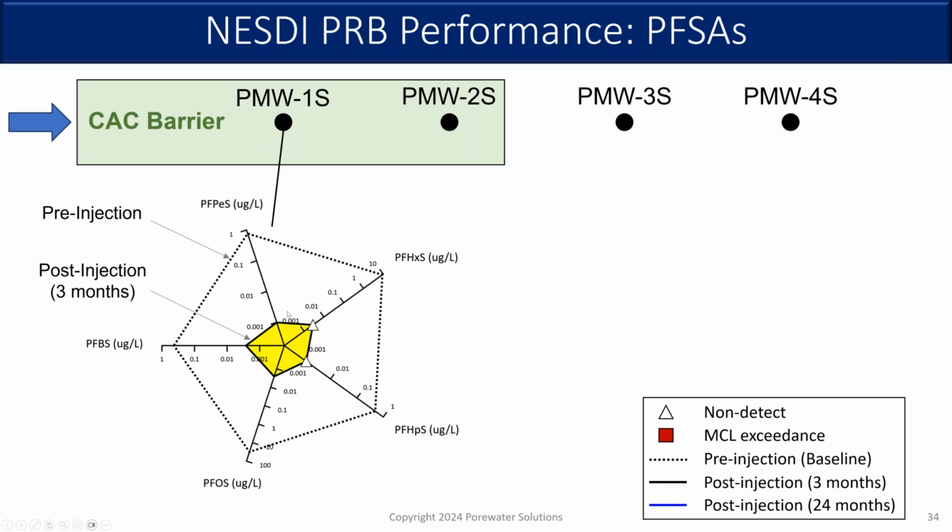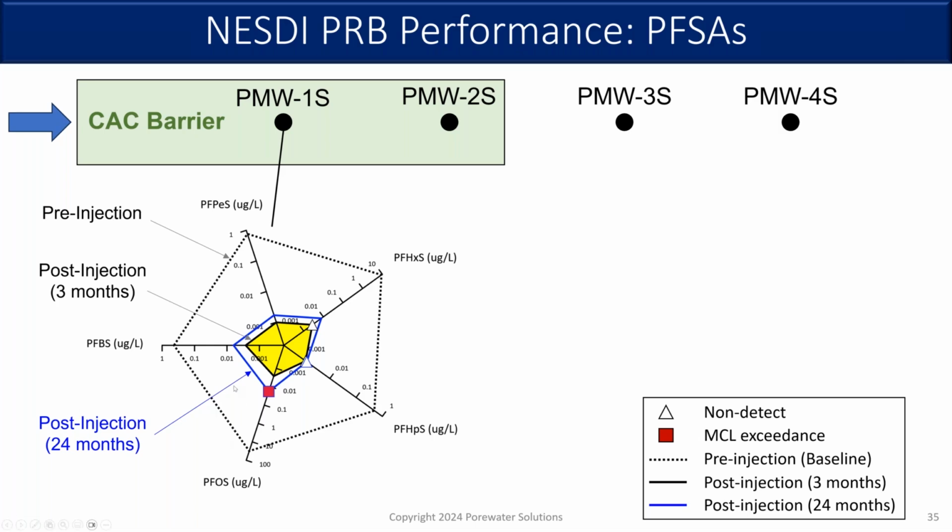So now I'm going to add a data series for 2 years. I could add all the data series, but it gets really unwieldy. So I'm just going to show the 3 months, which is the yellow data series, and then the blue is 2 years after PlumeStop injection. And what we're seeing is even after 2 years, the sulfonate concentrations are all low.